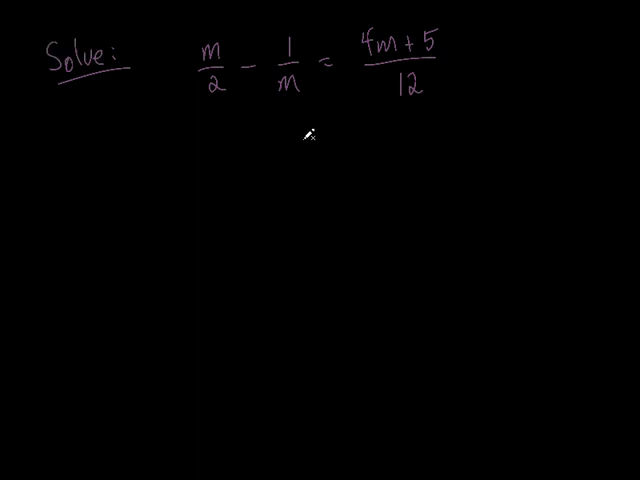What's the first step? Get rid of the denominators, right? Because it's an equal sign. We're not just adding fractions here. We're trying to solve for something. You've got an equal sign, it's an equation, so I want to get rid of the denominators. So what's that? 12m, good.